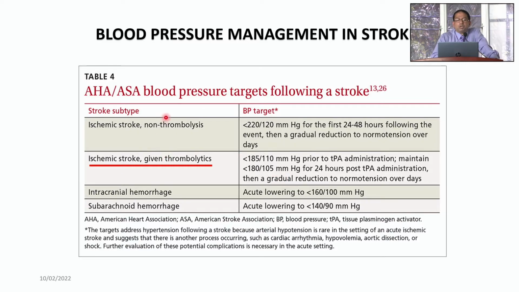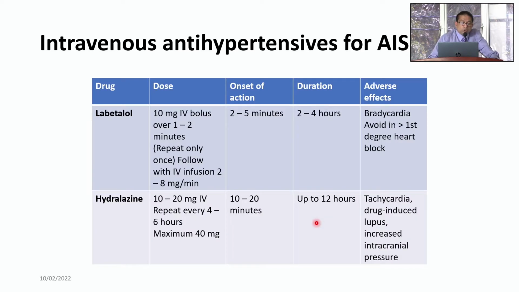For non-thrombolized patients, you can allow the pressure to be untreated to prevent the worsening of the infarction unless there is a coexistent hypertensive emergency. In ICH, the target is 160/100, and subarachnoid is 140/90. So it's important to remember those targets. 185/110 is our target to thrombolize patients. When you're confronted with an eligible patient but with a high pressure, you have to use a parenteral drug, not oral drugs, to treat.